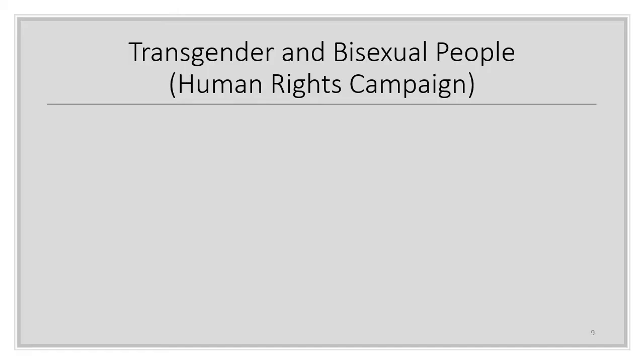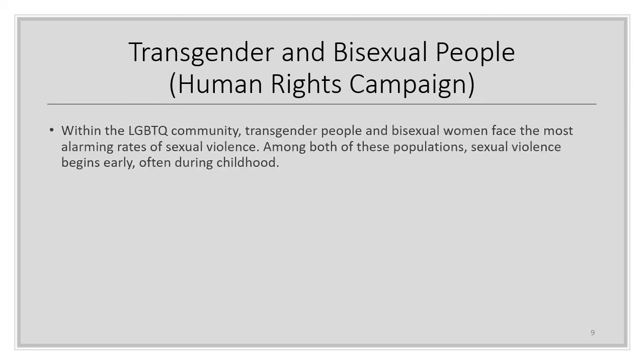Among transgender and bisexual people in particular, because those are two groups within the LGBT world that are at particular risk. Transgender and bisexual people do tend to report, in some studies, far higher rates of sexual violence being perpetrated on them. And when you drill down into the data, that violence often begins in childhood.